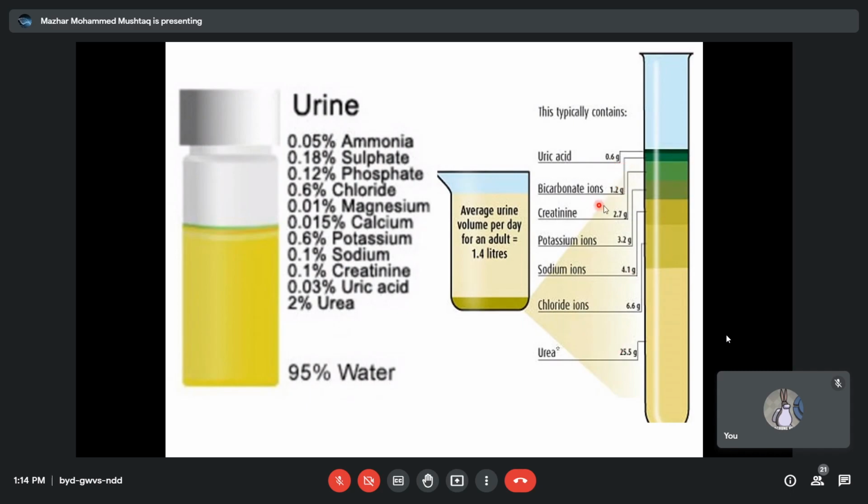0.6 gram bicarbonate, 1.2 gram creatinine, potassium, sodium, chloride ion, urea. As I told you, it is basically the chloride ion, sodium ion, urea, potassium, and creatinine. These are the ones that are regularly measured. Very rarely we measure the phosphate and the sulfate, but these are the things which are more or less usually measured and considered normal constituents.